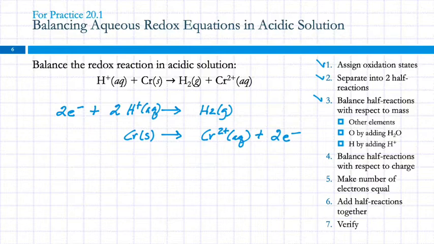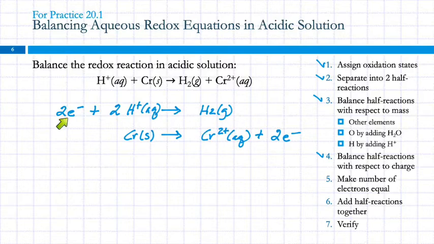Any questions? So with these ones, it does go both ways. Well, so what we're going to see is that we've got one that is gaining electrons and one that's losing electrons. One is an oxidation, one's a reduction. Okay, so that was step 4. Make the numbers of electrons equal.